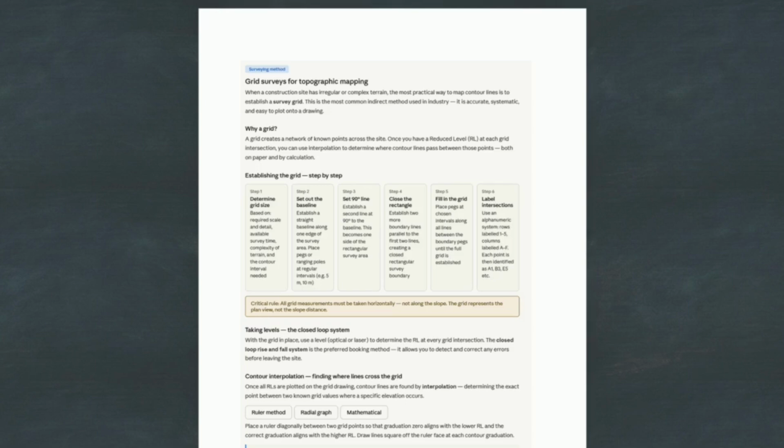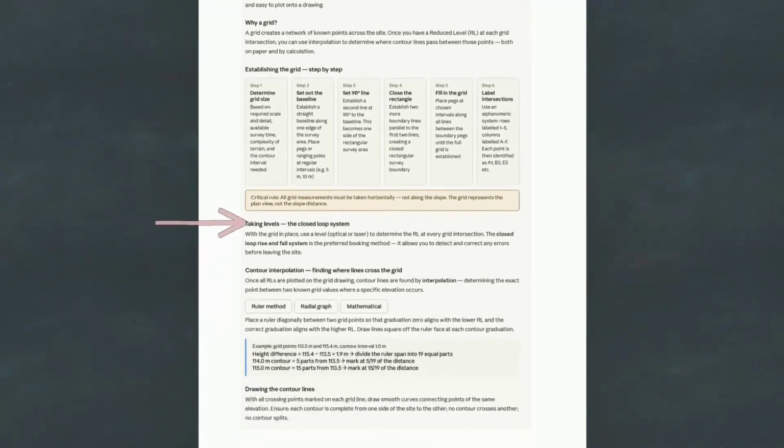Step 1 in the field is setting out a straight baseline along a single edge of your irregular survey area. From there, you establish secondary lines at strict 90-degree angles to that baseline. You project these out to form a closed, rectangular boundary that fully encapsulates the site. Finally, you place pegs at regular intervals to create an alphanumeric grid. You then use a level to record the exact elevation, the spot height, at every intersection where those lines cross.